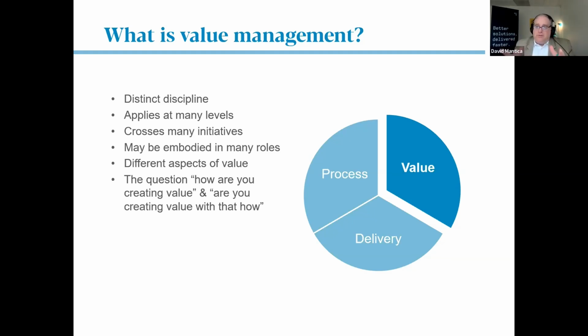But value management is when you're in a given situation. Now let's go back to the work side of things. Based on your point of work, are you considering value within the point of work? So the question should be, how are you creating value? So how am I creating value right now? And are you creating value with that how?